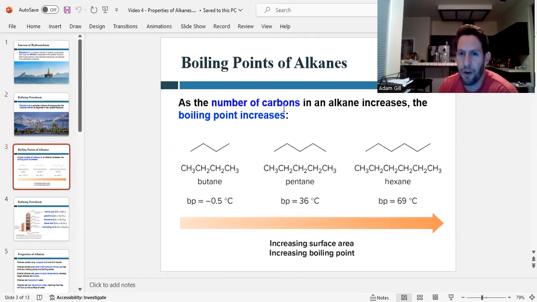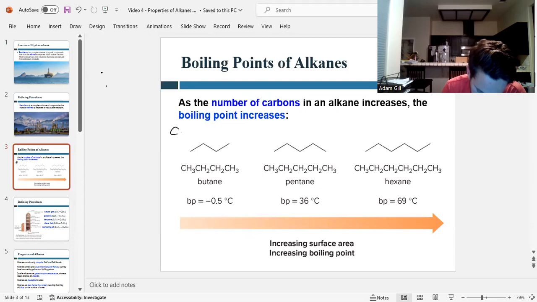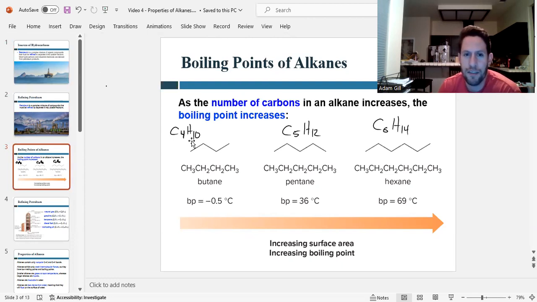As the number of carbon atoms in an alkane increases, the boiling point increases. So let's take a look at butane versus pentane versus hexane here. The molecular formula for butane is C4H10. Pentane is C5H12, and hexane is C6H14. So you can see the number of carbons is increasing, and the boiling points are also increasing.